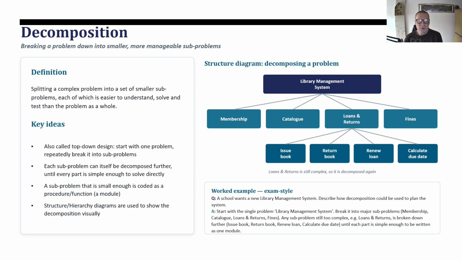Sometimes we use what's called structure diagrams or hierarchy diagrams to show how a problem has been decomposed. At the top you have the whole problem, and then you break it down into your initial set of subparts or subproblems. And then sometimes you might find that your subproblems are themselves too complex, so you decompose them further, break them down into even smaller blocks, and that's how you'd show it. So you go from top down, and then these ones might be small enough to actually implement with functions and procedures.